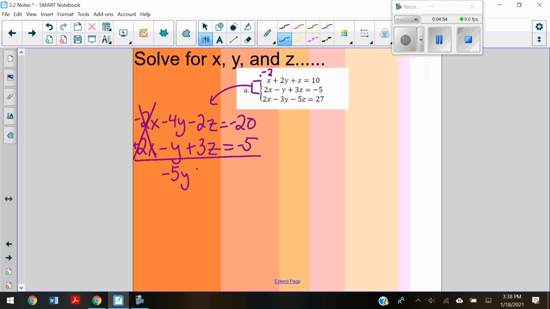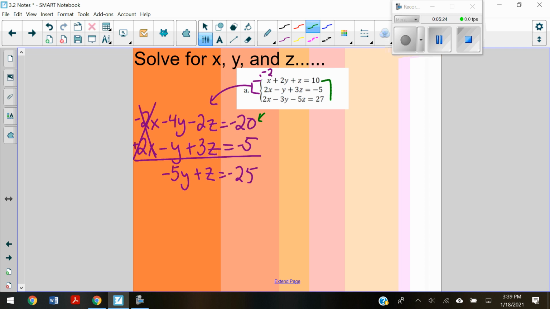I get -5y plus z equals negative 25. And that's exactly what I wanted, to get it down to one equation with two variables. Now I need to take the top equation and the bottom equation and eliminate x, or the middle equation and the bottom equation and eliminate x. I'm going to take the top and the bottom, just because I already have what that's multiplied out to.